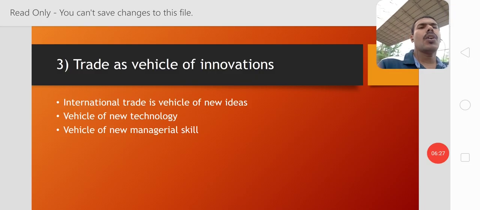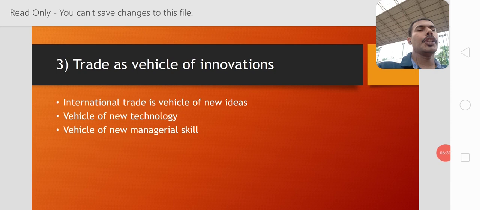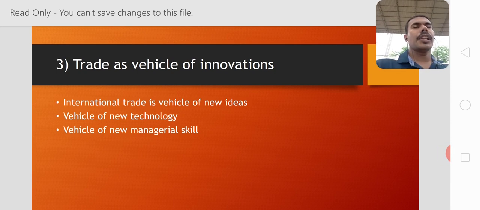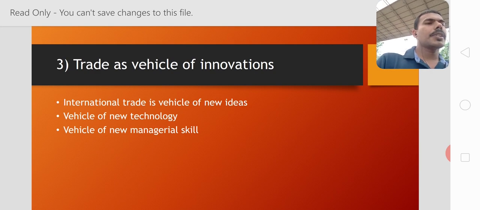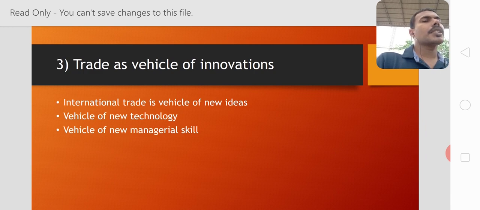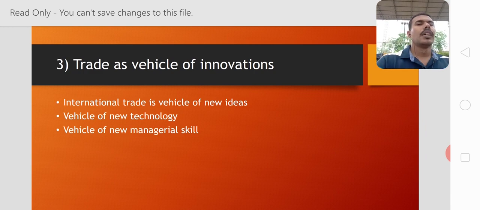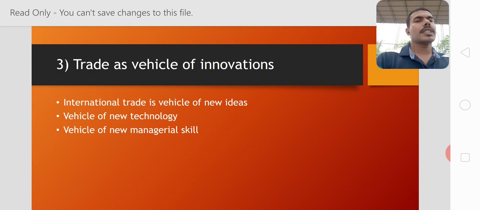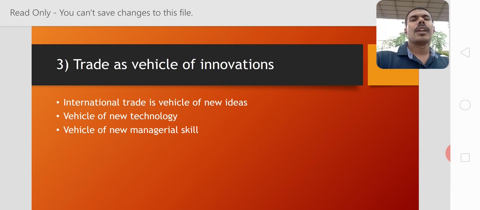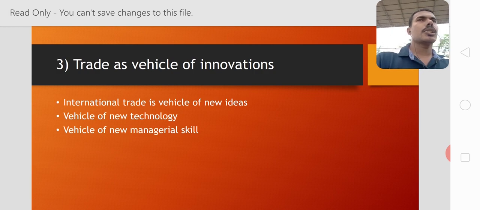Trade is known as a vehicle of innovation. Why is it called a vehicle of innovation? It is a vehicle of innovation as it is bringing new technology from one country to another country. It is bringing new technology from India to the United States. It is bringing new technology from the United States to India. This is a kind of transfer of technology, and besides technology, we have another kind of transfer of innovation in the form of managerial skills. It is human resource, it is expertise.